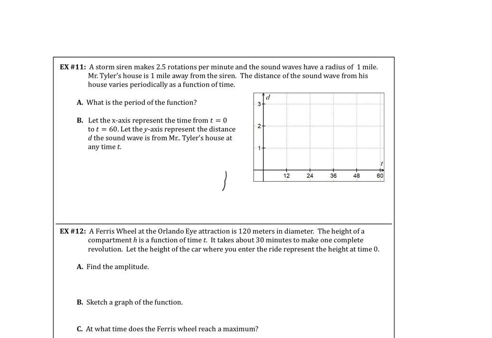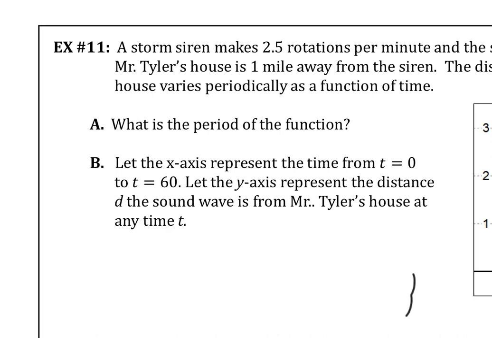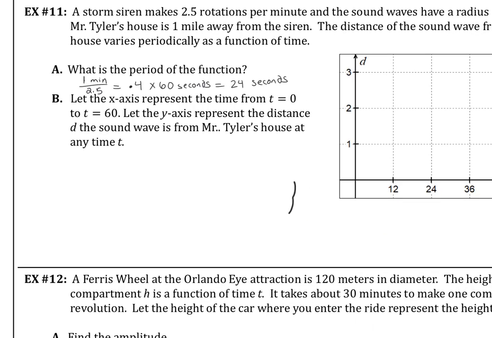Okay, so we want to figure out, if it makes 2.5 rotations per minute, what's going to be our period? So remember, we take the time that it takes, which is 1 minute, and we divide it by how many rotations happen. Well, that's 2.5. So that's 0.4, but in seconds, which is times 60 seconds, it takes us 24 seconds to get back to the starting point. And so 24 seconds is our period.